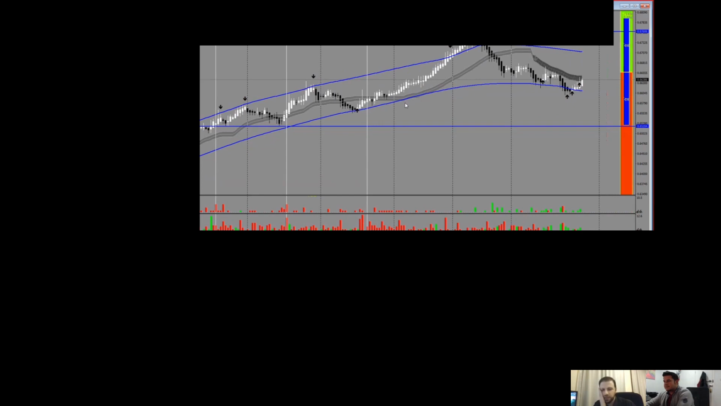What about weekend gaps and things like that? Okay, that's a good question. And that's also very dangerous. You have to be very, very careful. I have it here somewhere. One second.